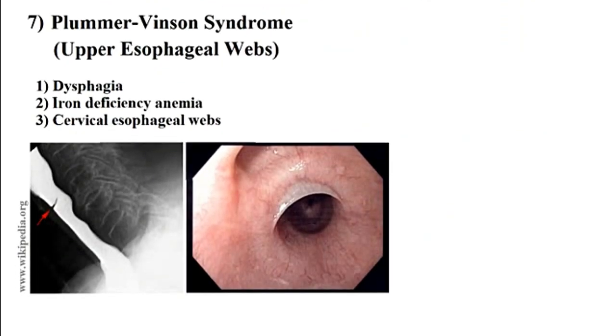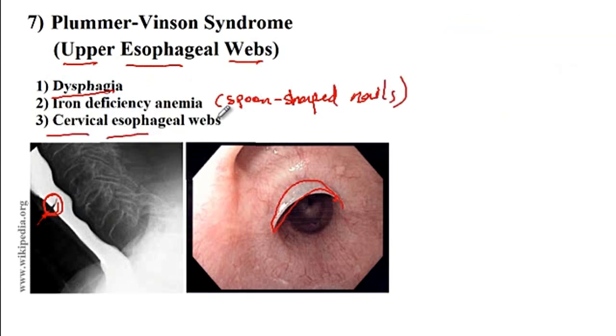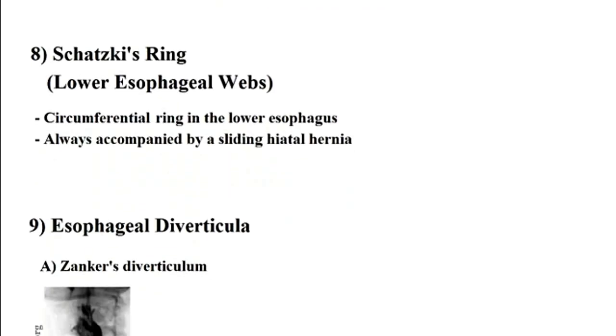The next condition is Plummer-Vinson syndrome, which presents with upper esophageal webs. So here on endoscopy, you can see the web that is shown right here. And here on barium swallow, again, you can see that there is a web right there. And these patients present with the triad of dysphagia, iron deficiency anemia, and they also present with spoon-shaped fingernails. And then finally, cervical esophageal webs, which is shown here on these two images. And then Schatzki ring is a lower esophageal web that is always accompanied by sliding hiatal hernias.